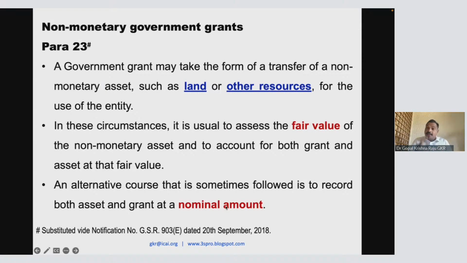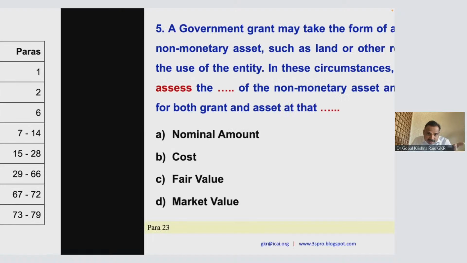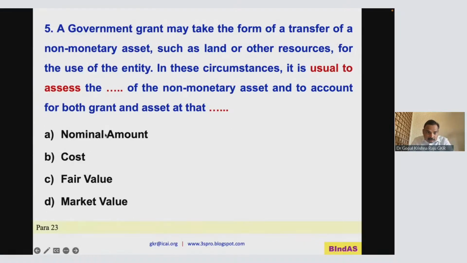So therefore, in my disclosure, I have to make it very clear: no, I am not accounting at fair value. I am taking the alternative, the option given to me in para number 23. That option I am exercising and I am accounting at nominal value. Nominal is the cost only. Nominal amount is what? Cost. So I will not go for valuation. Otherwise, I have to go for it. So cost is not the answer. It is nominal amount. So nominal amount is the cost. Only the alternative you have chosen. Otherwise, usual is only fair value.